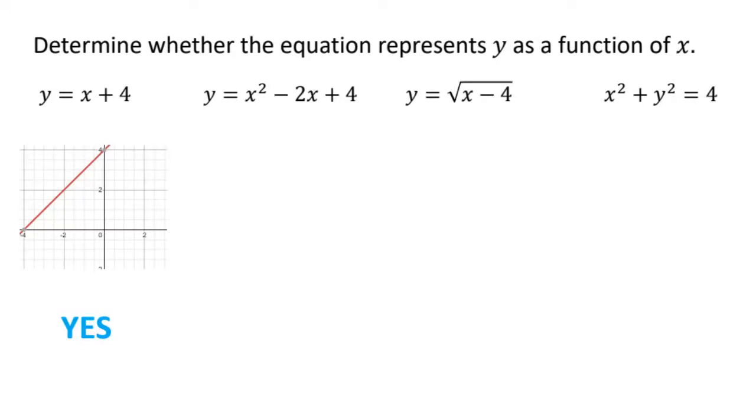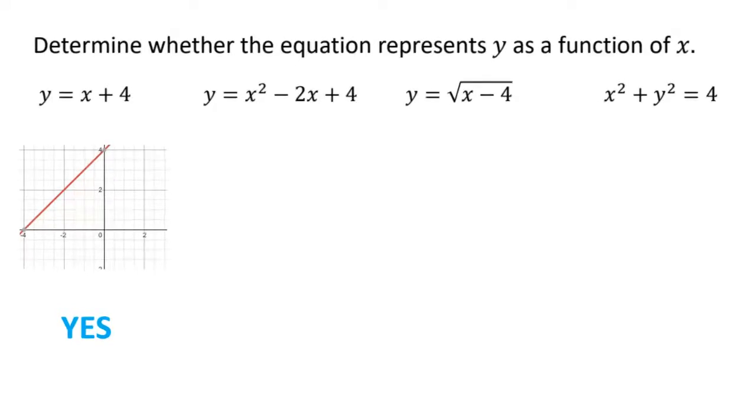So in this first case, we have a linear equation. If we had an imaginary vertical line and we traverse it through our graph, we will see that our imaginary vertical line will only cross our graph once. So that means that every x value only corresponds to one y value. So our first equation, y equals x plus 4, does represent a function.